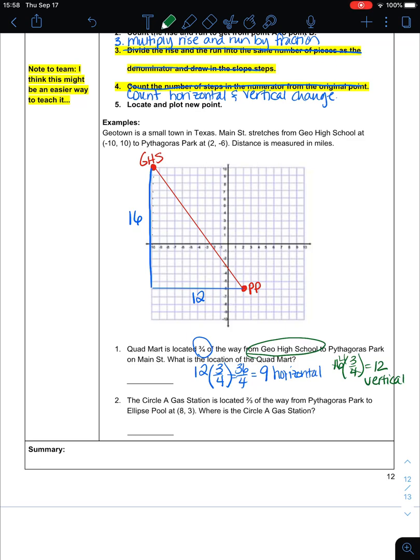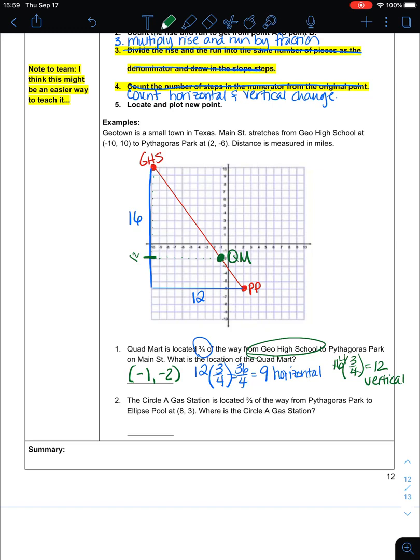1, 2, 3, 4, 5, 6, 7, 8, 9, 10, 11, 12. So that's where my 12 is from there. And then from there, I'm going to go over 9. 1, 2, 3, 4, 5, 6, 7, 8, 9. That is my point right there. That's where Quad Mart is. So Quad Mart is located at negative 1, negative 2. Because this is a two-dimensional drawing, we've got to give two-dimensional addresses.